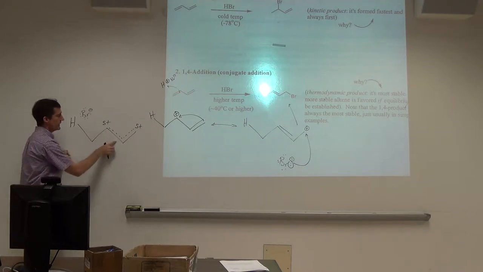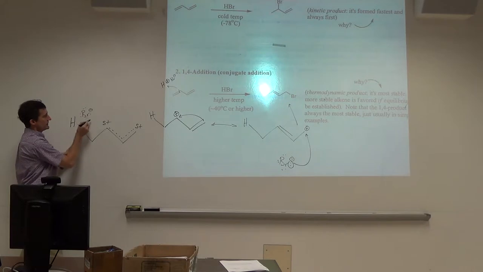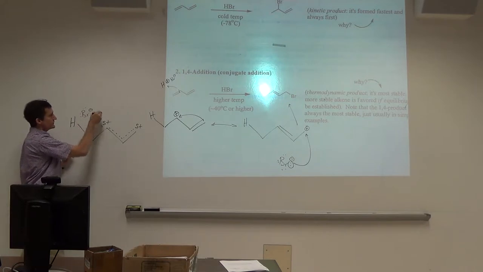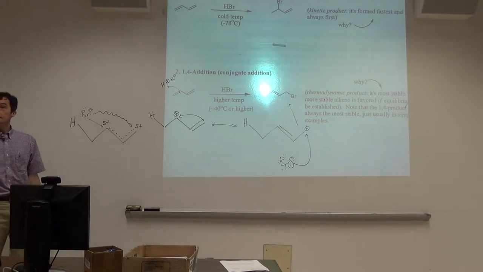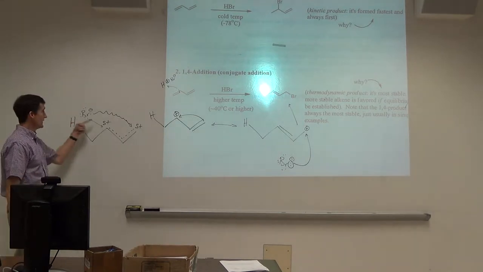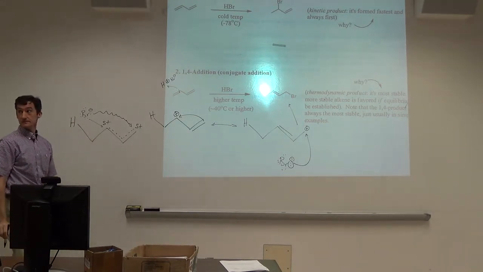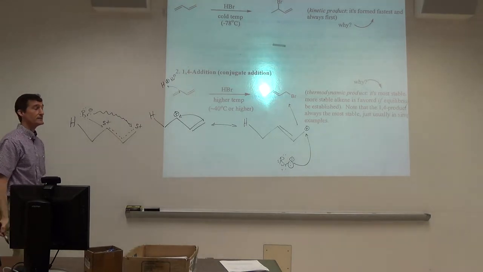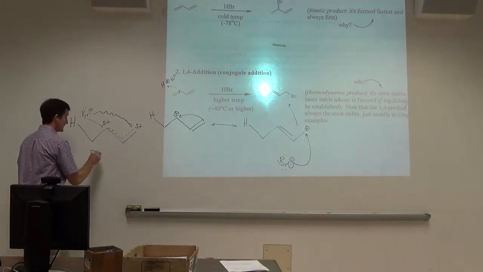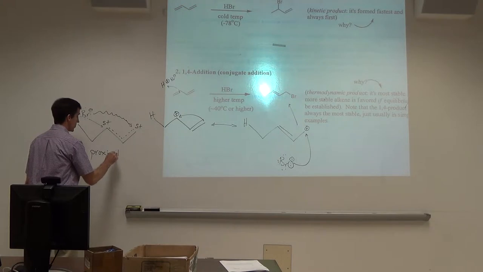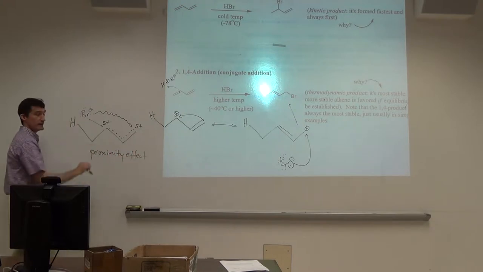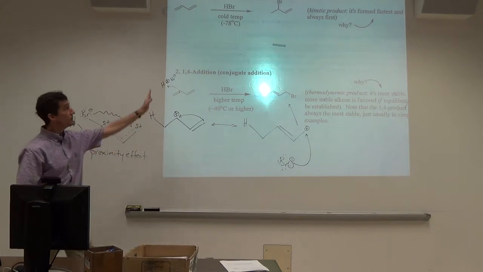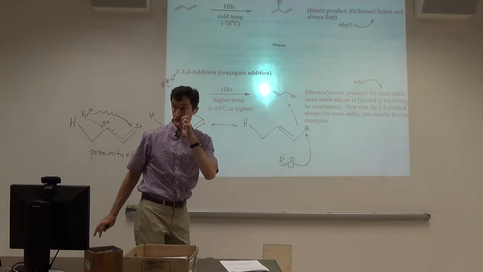Now, at this point, which is going to be faster? This adding here, or this going across country and adding there? Which would be fastest? Boom. That's fastest. That's called a proximity effect. It's just closer to there. That's why you get that one fastest.